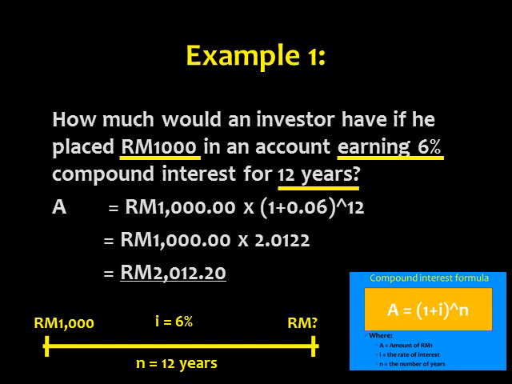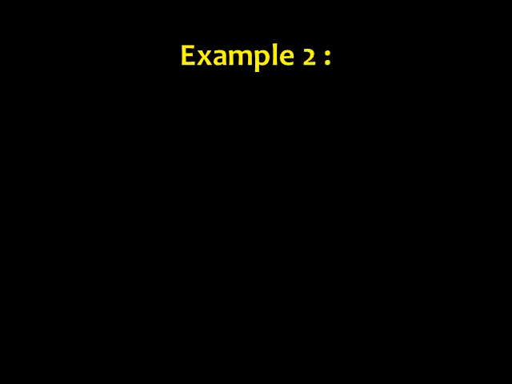This means that you have received earnings of almost or more than 1,000. However, this one is 12 years, which means you just keep aside 1,000 and you did not add to that amount at particular intervals. Okay, let's look at example 2.